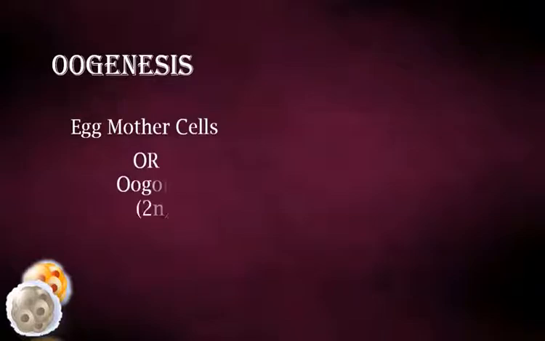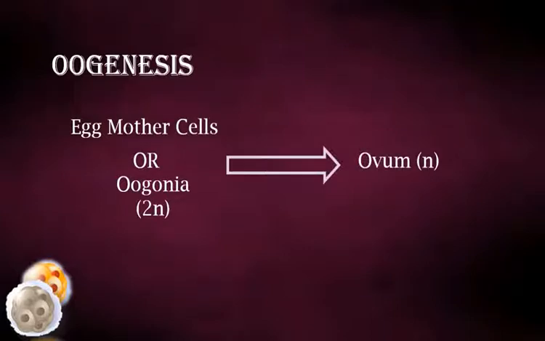Now we start with the process of oogenesis. This is the formation of the haploid female gamete called the ova or singular ovum from the diploid egg mother cell or the oogonia of the ovary.